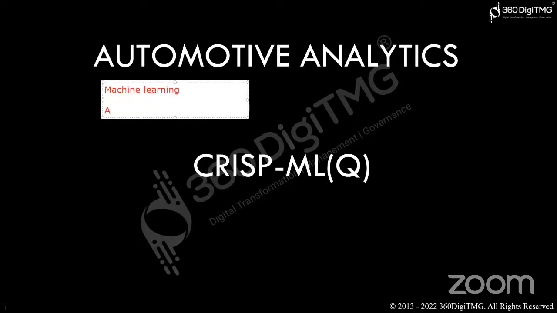Before going to CRISP MLQ, what is machine learning? We need to understand machine learning and AI, artificial intelligence. Machine learning is nothing but passing data and an algorithm so that the machine can understand and give some predictions. That is machine learning. Machines can learn based on data and a suitable algorithm. And artificial intelligence is the development of intelligent machines that will work and think like human beings.